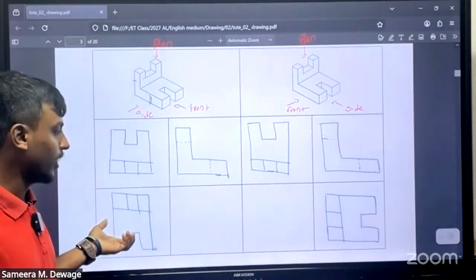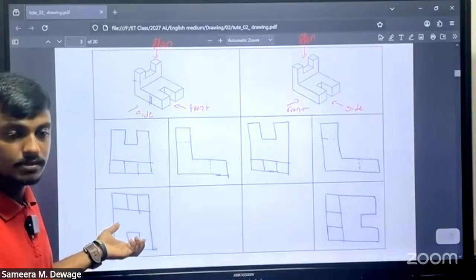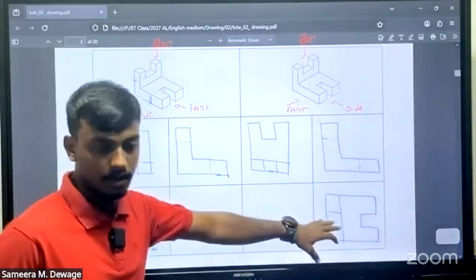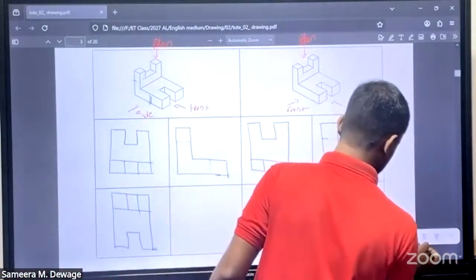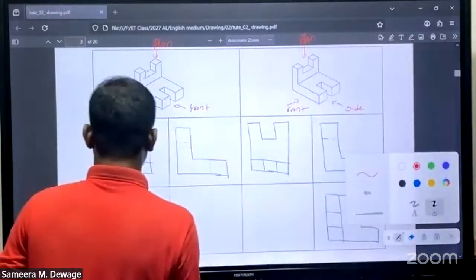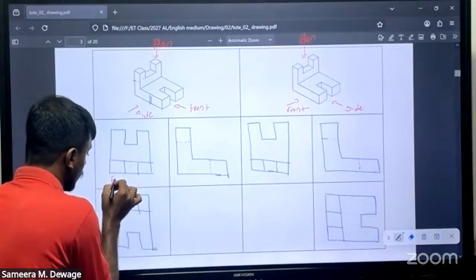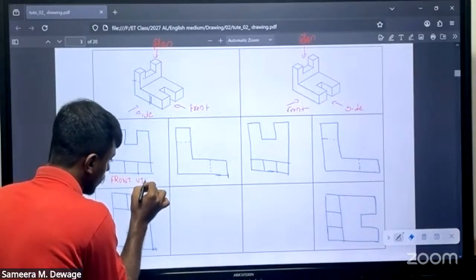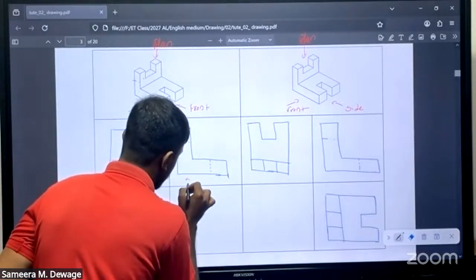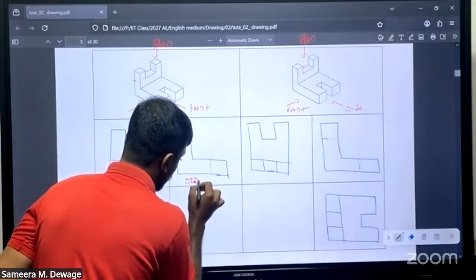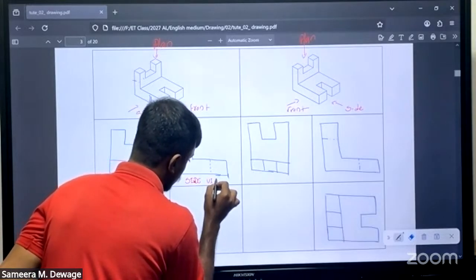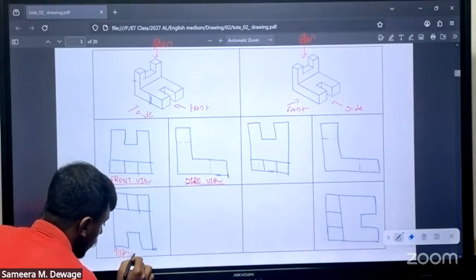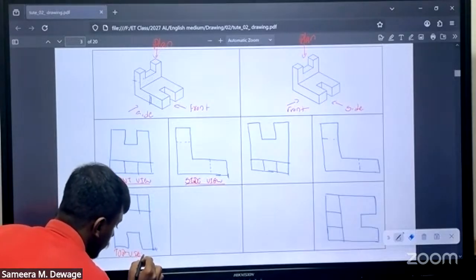So why does this happen? I mean, what is the equality? See, this is here. So we can write, okay, this is our front view. Side view and top view.